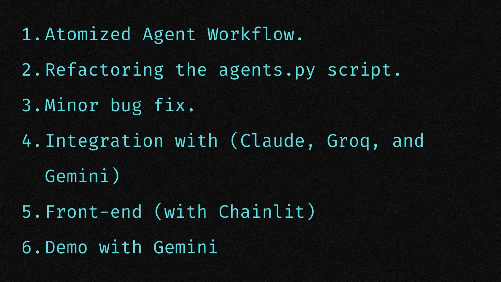Third is a minor bug fix. It was a minor bug fix that I saw on the graph script, and I'll talk through that in detail. The fourth is an integration with Claude, Groq, and Gemini. And I'll show you how I did that. I did a video previously talking about how to integrate, but it's actually easier now that I've made those changes that I've just discussed. The fifth is a front end.